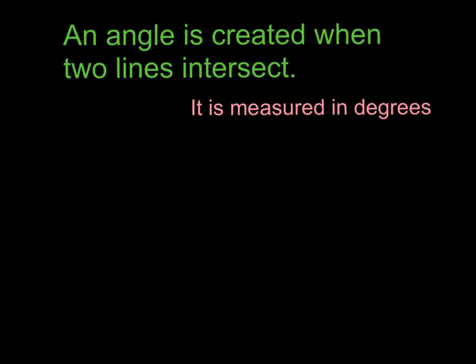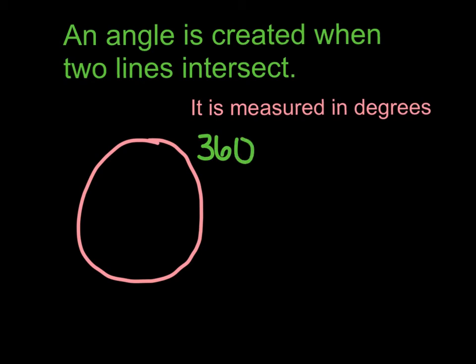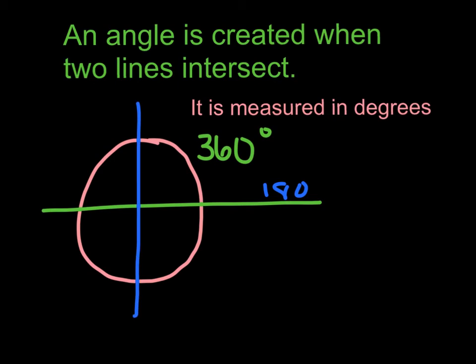And you're probably familiar with degrees when we talk about temperature, but we're going to talk about degrees in a different way. If you talk about a circle, mathematicians say that a circle contains 360 degrees, and we use the little symbol just like we do for temperature. When we divide a circle in half, half of 360 is 180, and when you divide that 180 in half, you get 90.